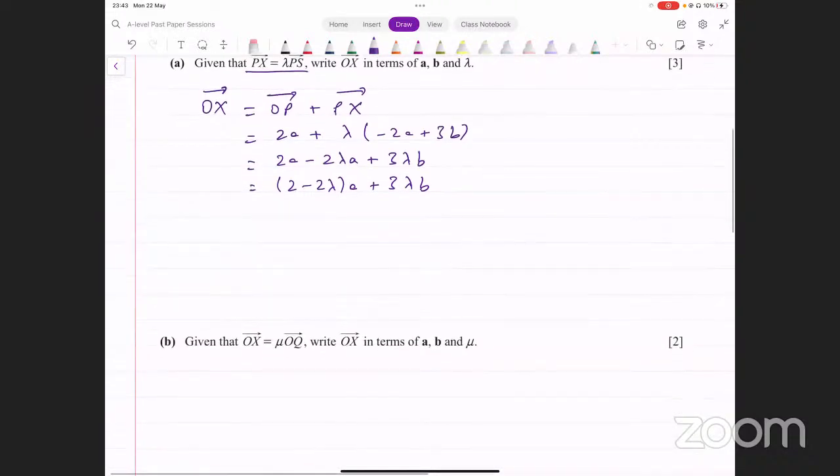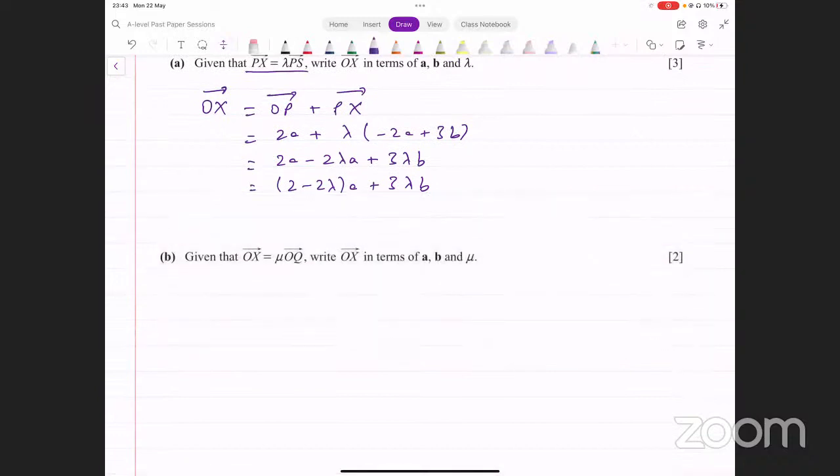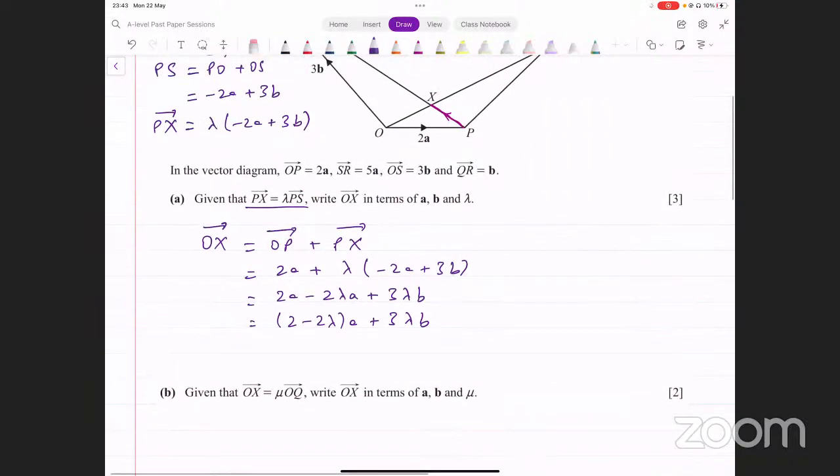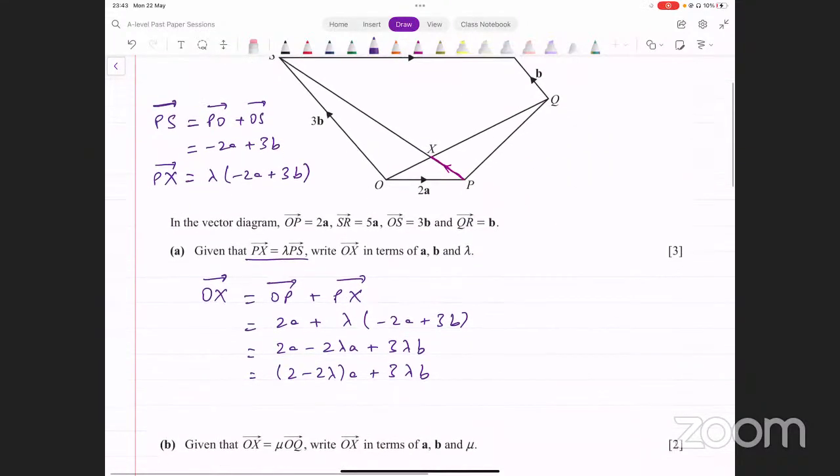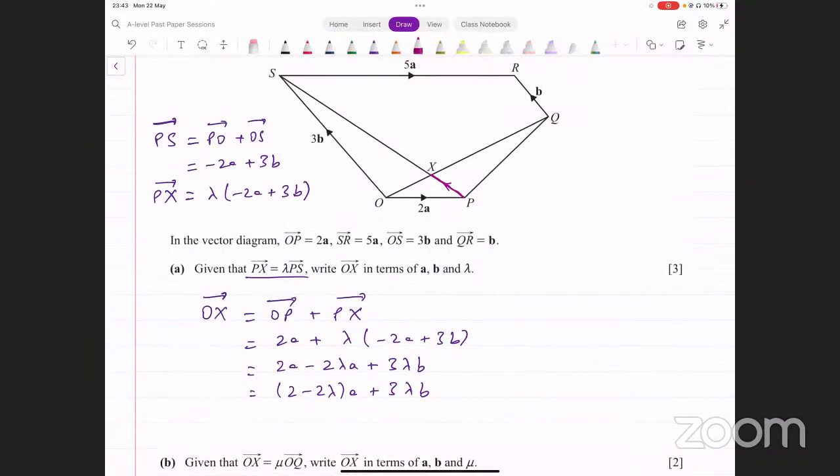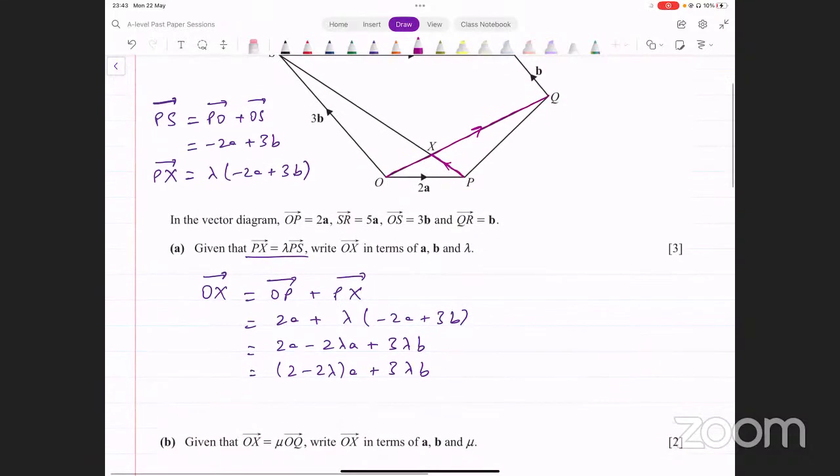Now it says, given that vector OX is equal to mu times OQ. OX is mu times OQ. Okay, now he has given this relationship, OX, OQ. Write down OX in terms of A, B and mu. Earlier he had us find OX in terms of A, B and lambda. Now find OX again, but this time in terms of mu.